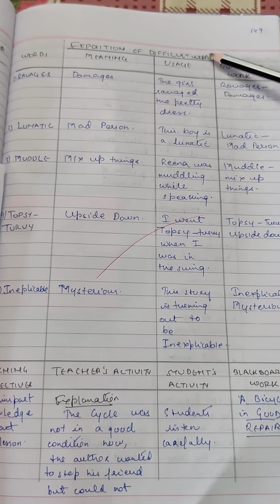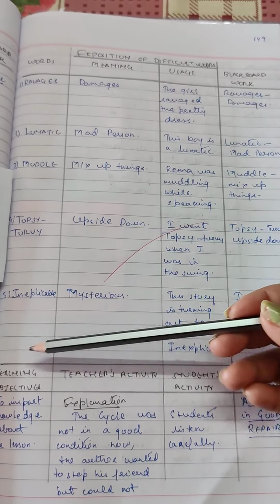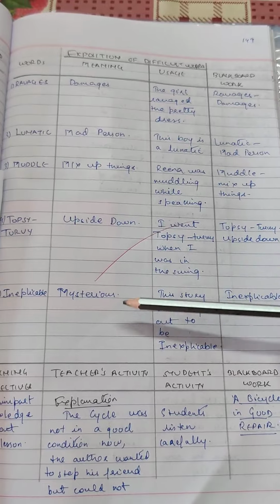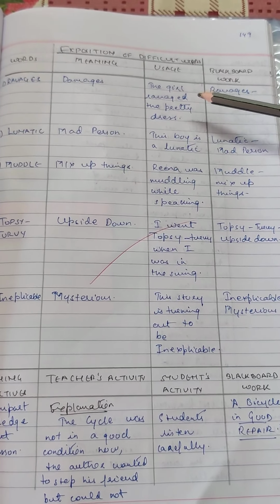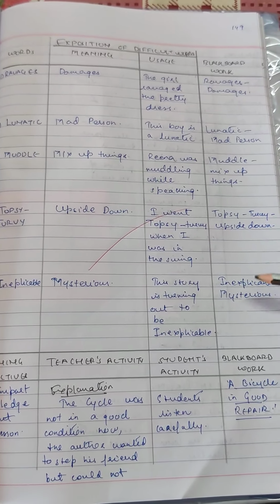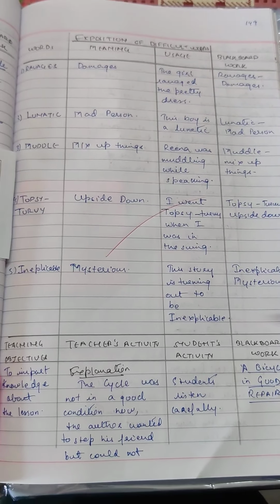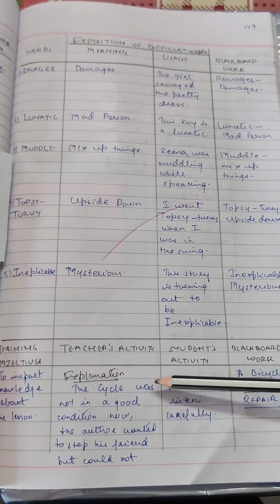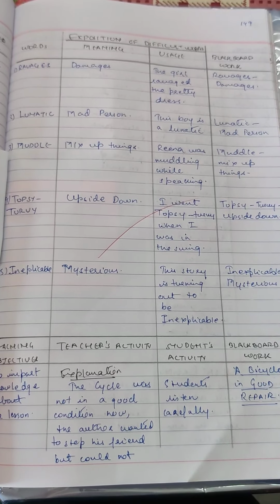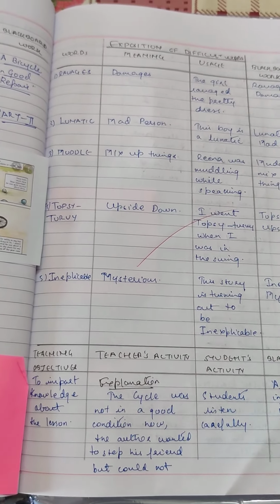Then comes the exposition of difficult words. Here in one column the same words are written. In the second column we write the meanings. Third, we use these words in sentences. And fourth is the blackboard work, where the word meanings are written by the teacher. Then the next part is the explanation part. Here again the teacher is going to explain. Students will listen carefully. Objective here is to impart knowledge about the lesson.